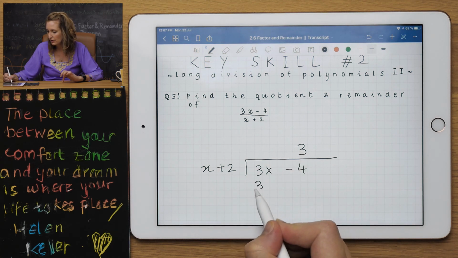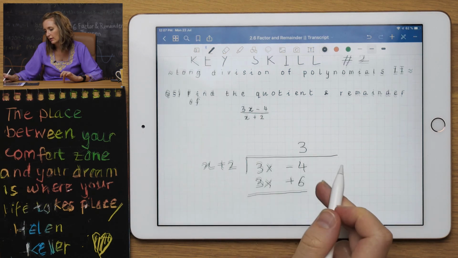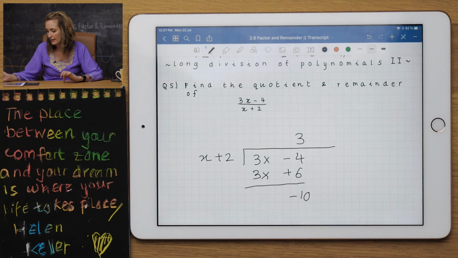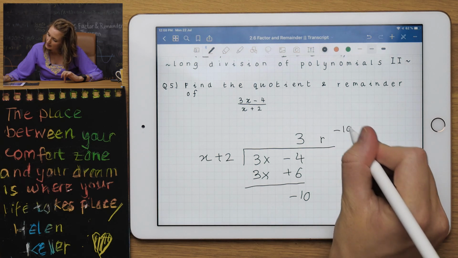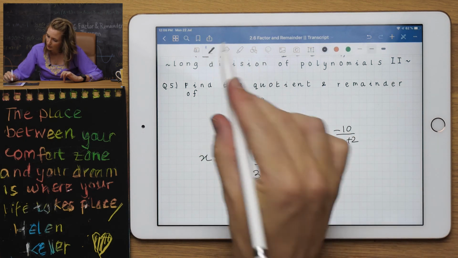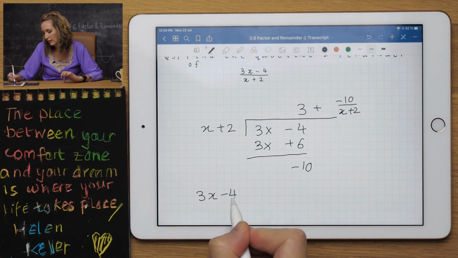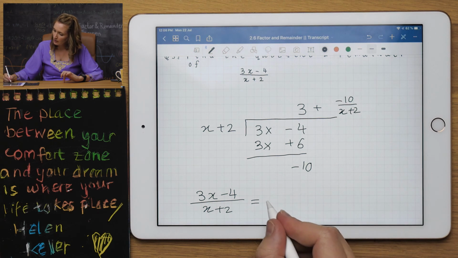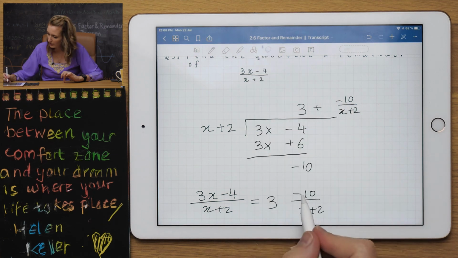x times 3 would be 3x, and 2 times 3 would be plus 6. Okay, we can calculate the remainder here. That would be nothing. That would be minus 10. So if you wanted to write it here, you would do remainder minus 10 over x plus 2. And we can add that on if you like. So we can write the final answer like this. 3x minus 4 divided by x plus 2 is equal to 3 minus 10 over x plus 2. Put that in the middle.